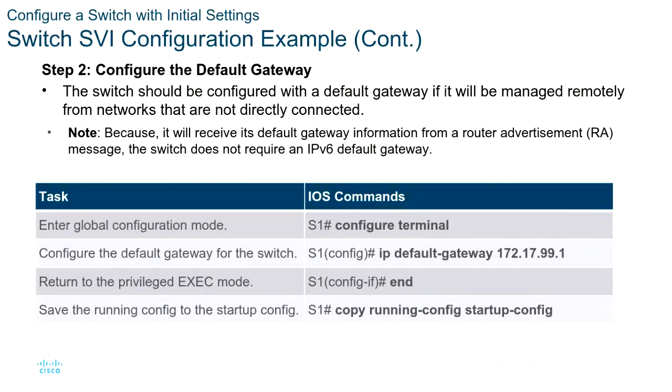Okay, here's an example of how to configure the default gateway command. Be in the global configuration mode. So in line one, he's typed configure terminal, config T for short. The prompt changes to config. And he issues the command ip default-gateway 172.17.99.1. And now that device is present.